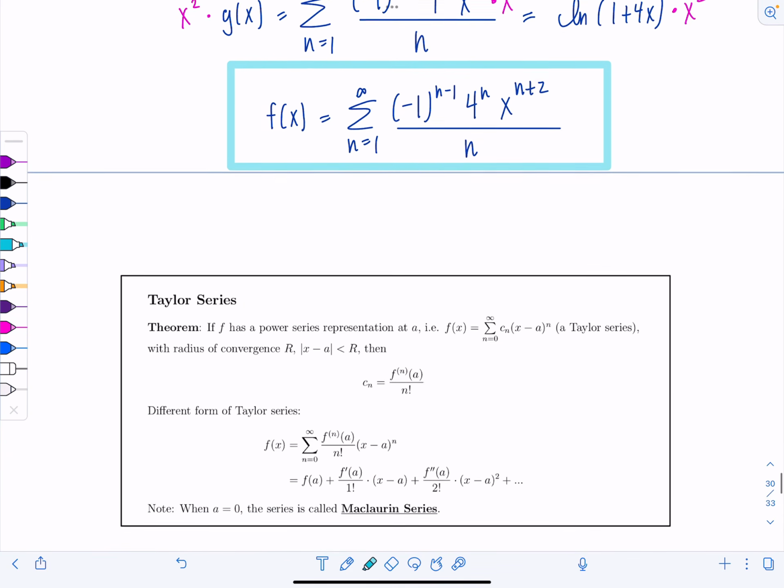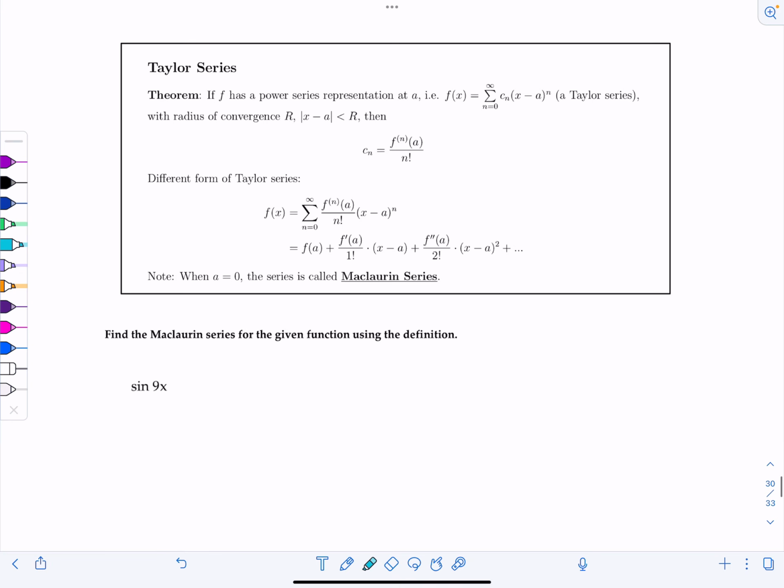Last idea, Taylor and Maclaurin series. So the theorem tells us if f has a power series representation at a, meaning f of x can be written as the sum n equals 0 to infinity of Cn times x minus a to the n, that's a Taylor series, with radius of convergence r, then those coefficients Cn are the nth derivative at a divided by n factorial. Just memorize that.